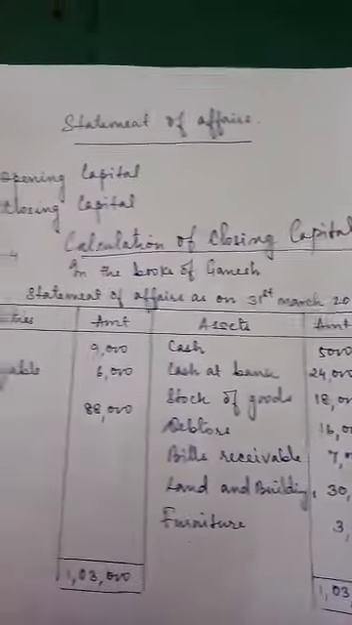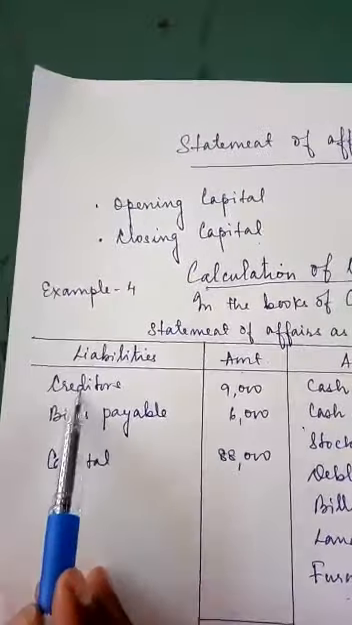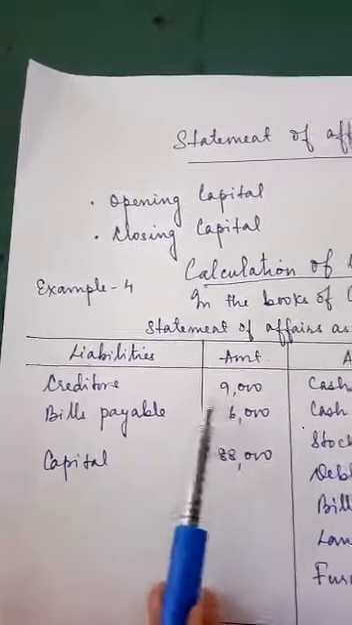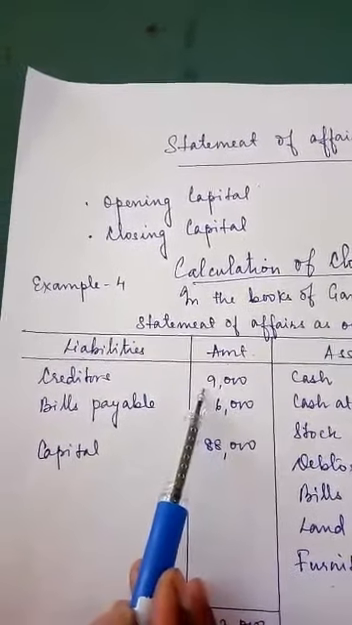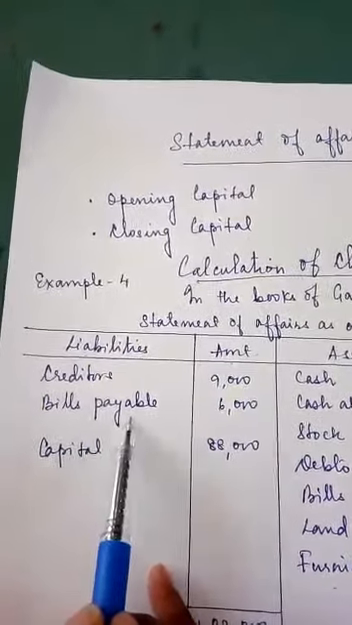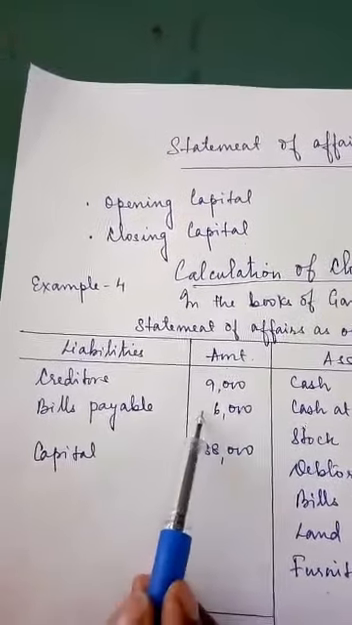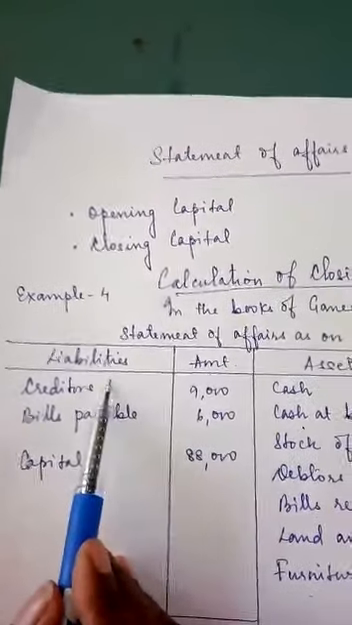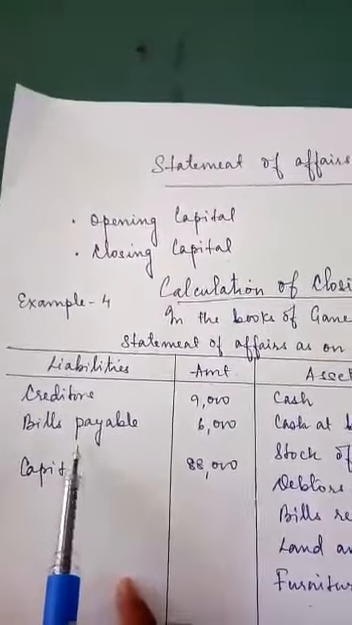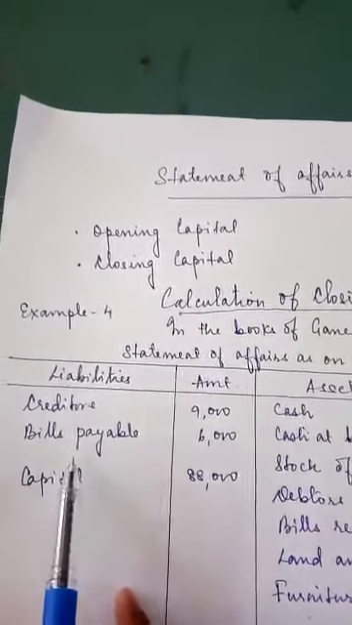Then in the liability side, we write creditors. To the creditor, we have to pay. The business has to pay 9,000. Bills payable. Certain bills have to be paid. 6,000 has to be paid. So on the liabilities side, we put in all the items which the business has to pay.